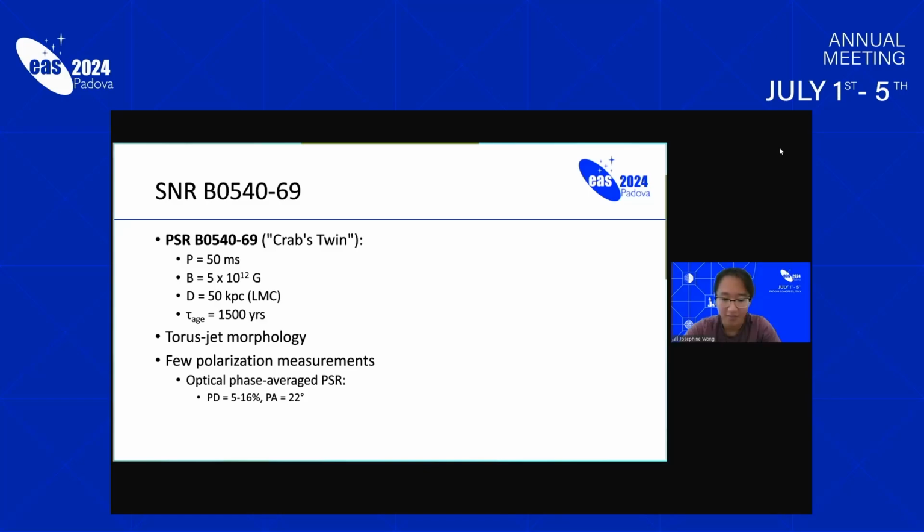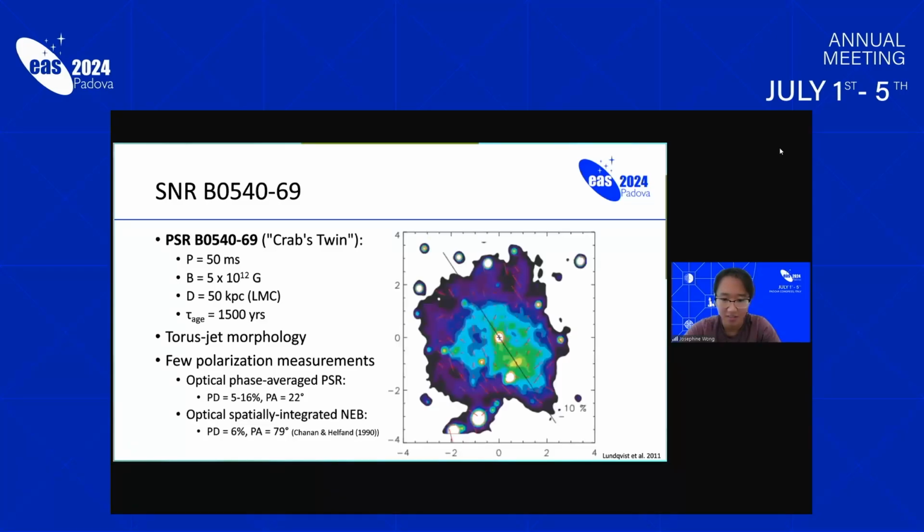We've only had a few polarization measurements: the optical phase-averaged pulsar polarization, as well as the spatially integrated nebula. We've also been able to map out the polarization in the nebula using HST. So here we have the black, the semi-major axis, and then the red are the polarization angles, the polarization vectors.